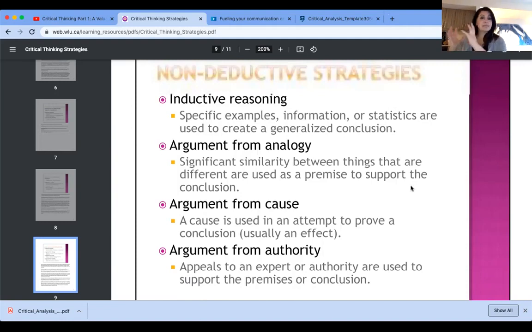So sometimes I need to argue my opinion based on the cause. A cause is used in an attempt to prove my conclusion, which is usually an effect. Some of the time in the non-deductive strategies, I need to argue my opinion from the authority, meaning what? I appeal to an expert, I rely on an expert or authority that is used to support the premises. Because it is the law I am following, that is the argument of authority.